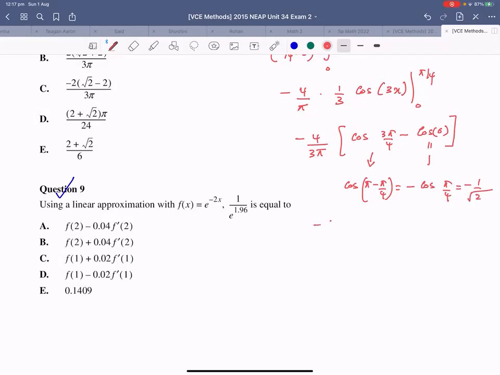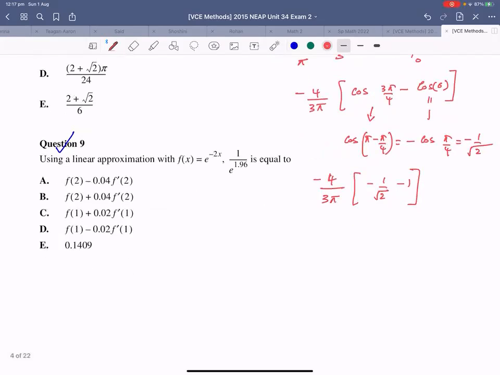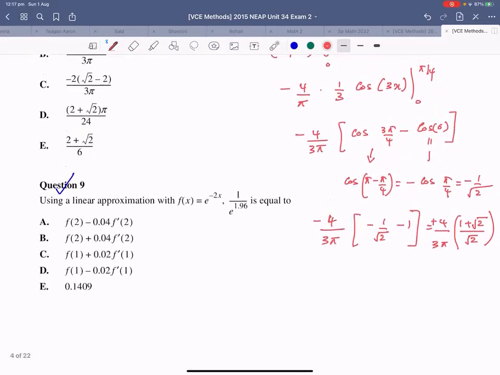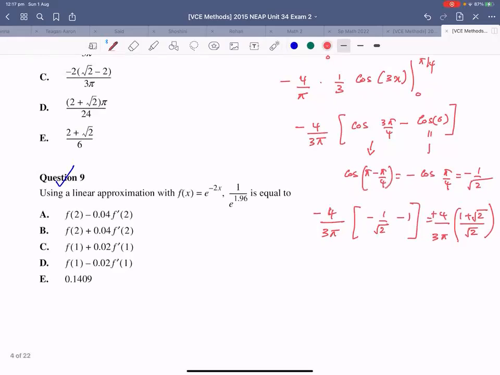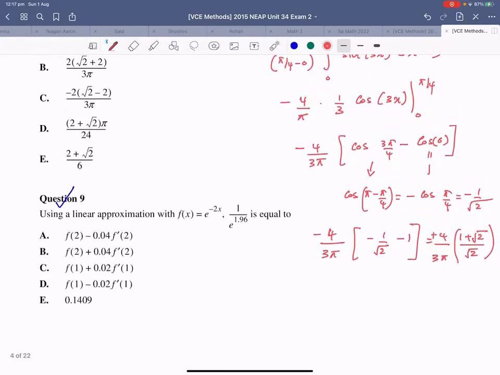So you get minus 4 divided by 3 pi, and then minus 1 divided by square root 2 minus 1. Once you simplify that, you get 4 divided by 3 pi. I will put plus here because I'm going to take this minus out. So 1 plus square root 2 divided by square root 2.